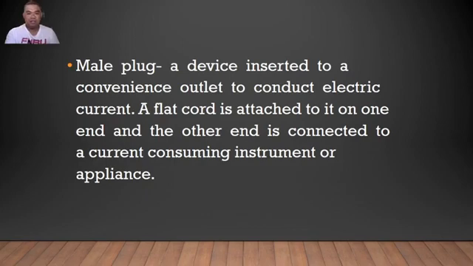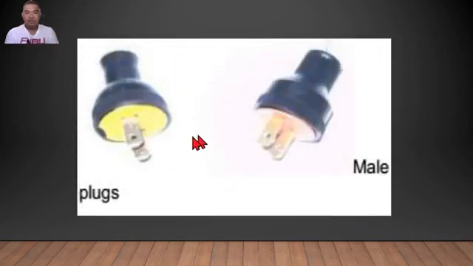Okay, next we have male plug. A male plug is a device inserted to a convenience outlet to conduct electric current. A flat cord is attached to it on one end, and the other end is connected to a current consuming instrument or appliance. So it will be inserted to a convenience outlet so that we could get the electricity for our current consuming appliance. This is the usual appearance of a male plug.